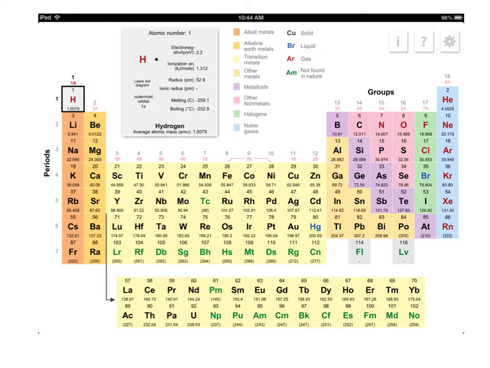Okay, the first thing I want you to notice is that the elements usually have symbols that represent the element. They are typically one letter. For example, hydrogen here has one letter, but they often have two letters as well. So that would be lithium there.